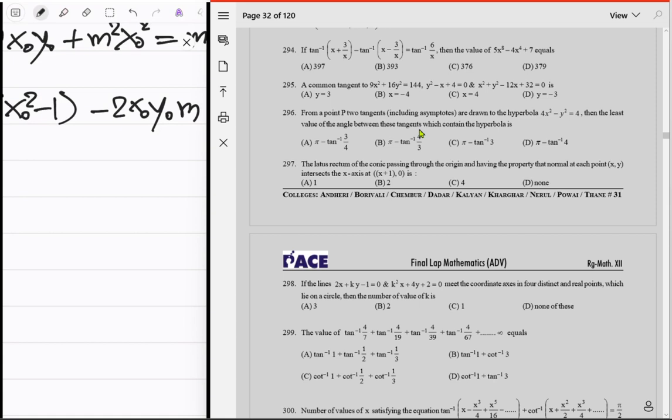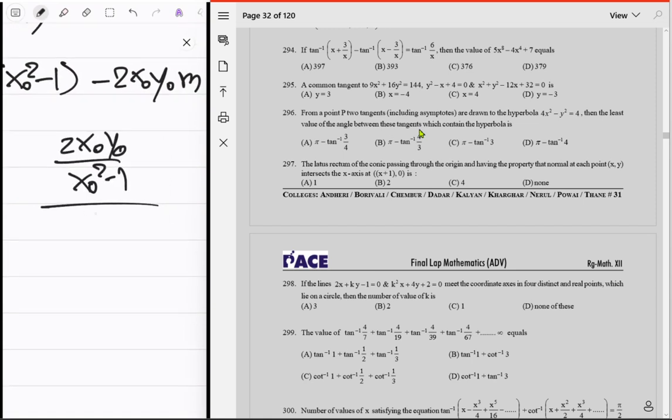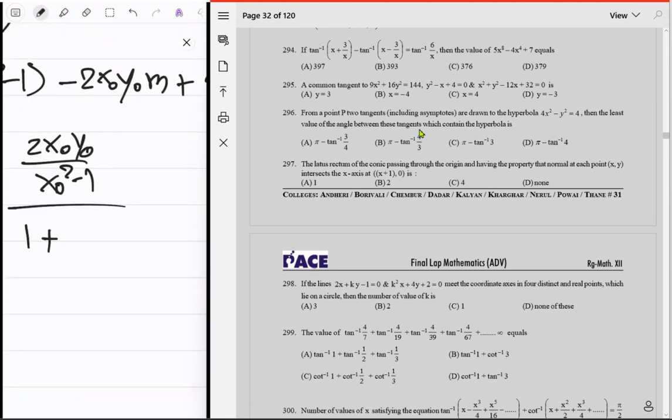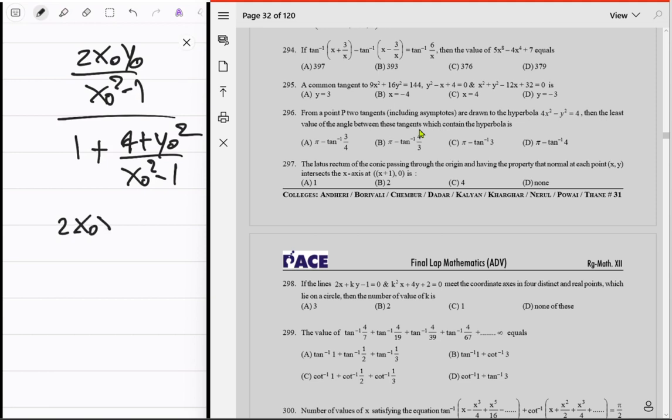Just tan A plus tan B, yeah, like M1 plus M2, which is just similarly be upon A, which is like what? 2x naught y naught upon x naught square minus 1 upon 1 plus m1 m2, which is just 1 plus c upon a. So like 1 plus 4 plus y naught squared upon all of this stuff. It's not minus 1. But yeah, this becomes what? 2x naught y naught upon x naught squared plus y naught squared plus 3. Okay, so yeah, this is the thing. Interesting. And you want what? The least value of the angle between the tangents which contain the hyperbola.